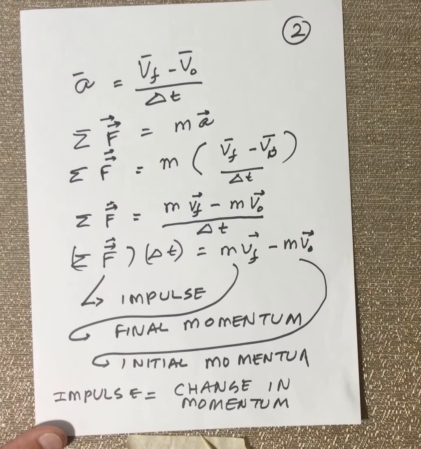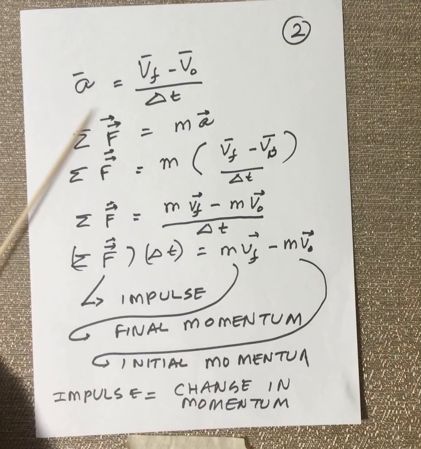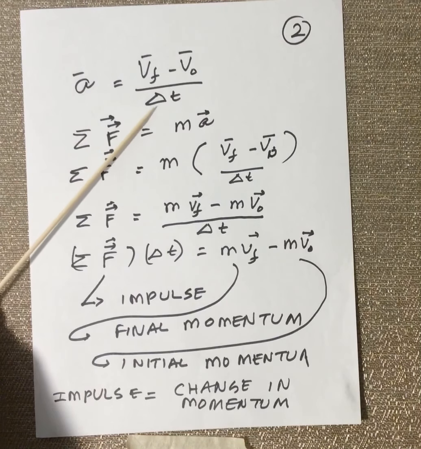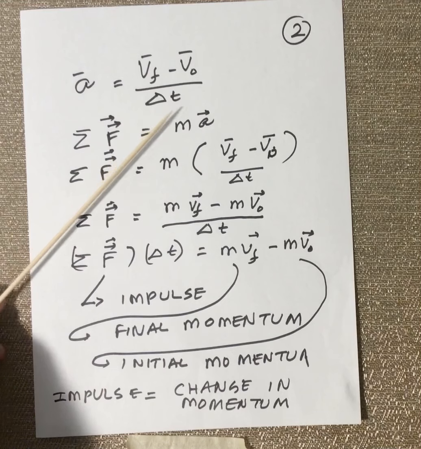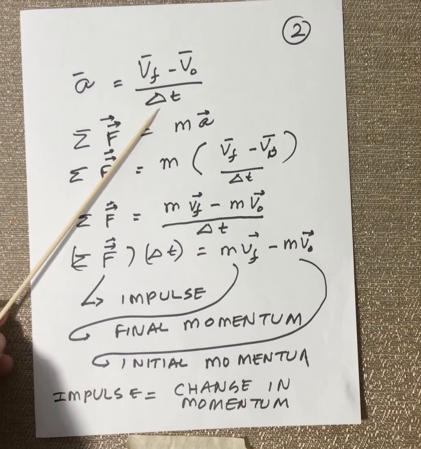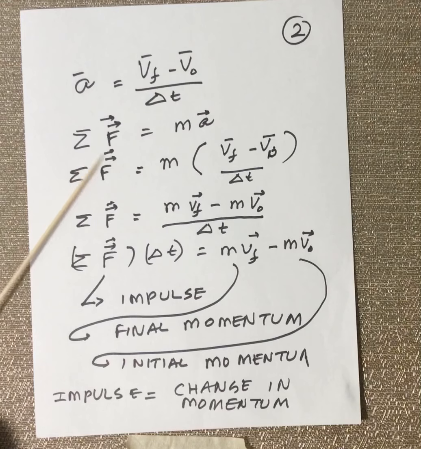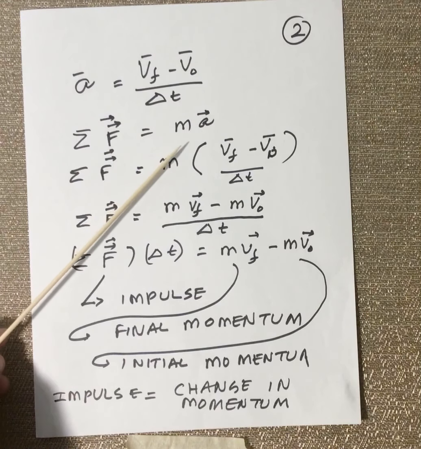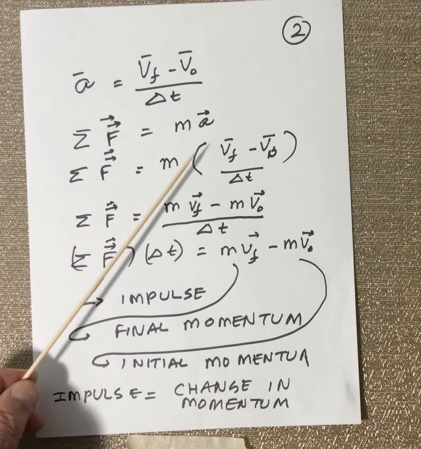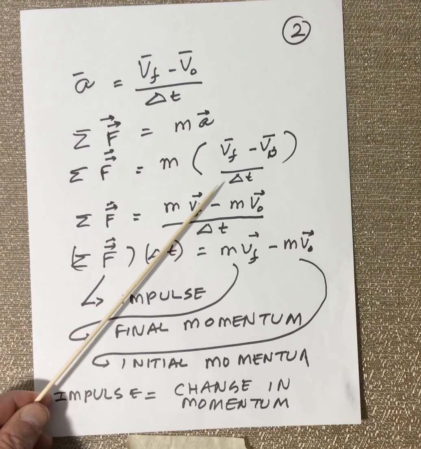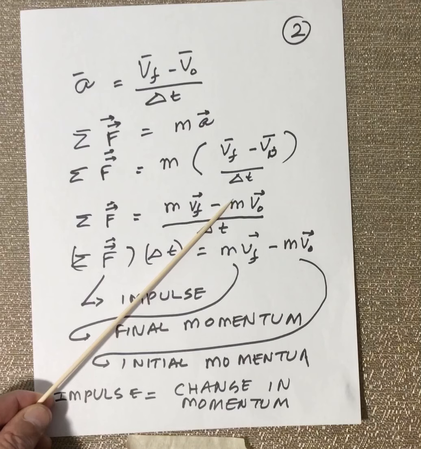And we'll figure out what impulse really means. Now look at this equation you have. Acceleration equals V final, take away V initial, divided by delta T, and all the forces together will be mass times acceleration. So in place of acceleration we can substitute Vf take away V0 over delta T, of course, times mass.